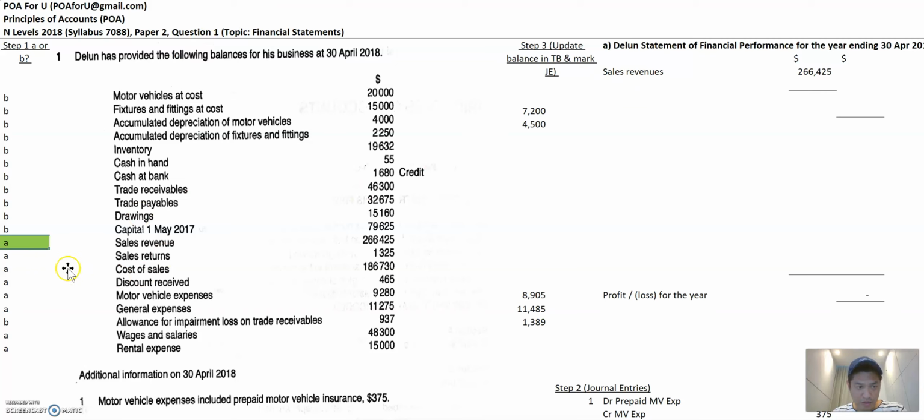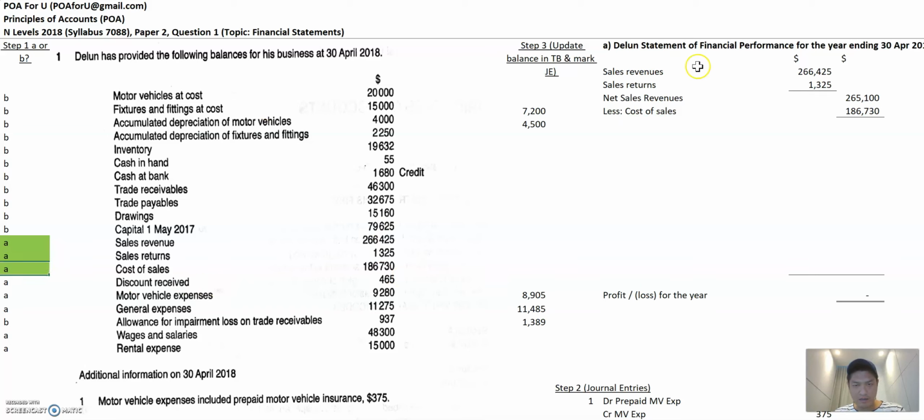And then sales returns is the next one. I'm going to mark this as done. I'm going to transfer sales returns, 1325, and then we have sales revenue less sales returns, and this is called net sales revenues. Now after this we always deduct cost of sales, that is cost of goods sold. Cost of sales is 186,730, and I'm going to mark this as done.